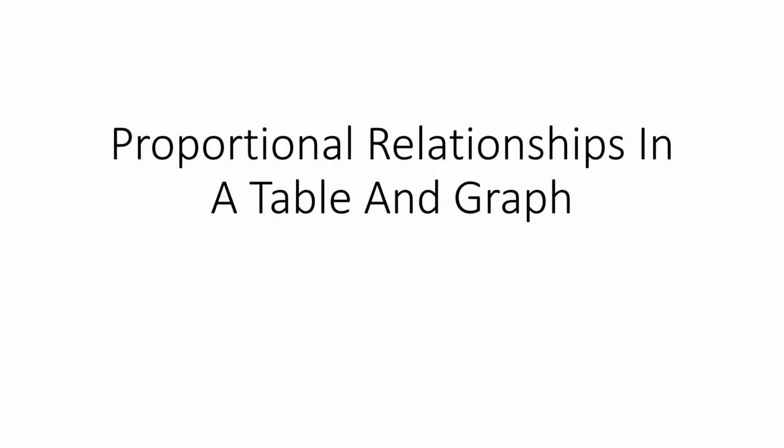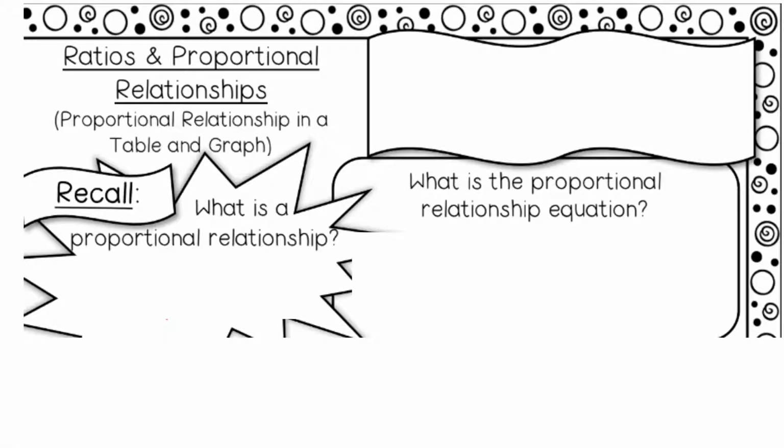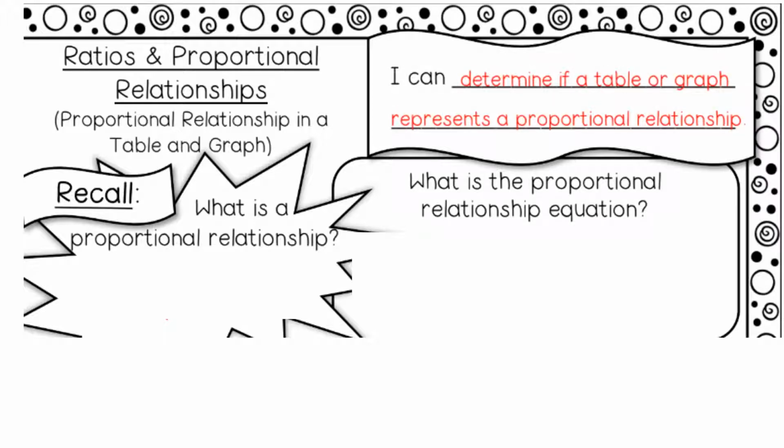Here's your information on proportional relationships in a table and a graph. So our I can statement: we can determine if a table or a graph represents a proportional relationship. And well, what is a proportional relationship? To recall that, it's when you have two equal ratios.